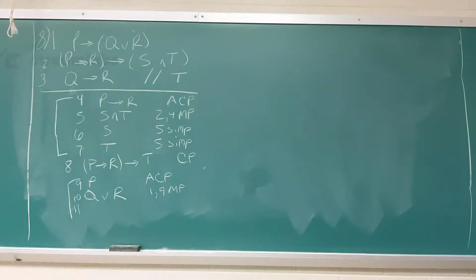Oh man, how do we do that? Watch it be like distribution or something, which I loathe. We can't do distribution. We need a way of showing that either one of those disjuncts on 10 would result in R. So P would get me Q or R.